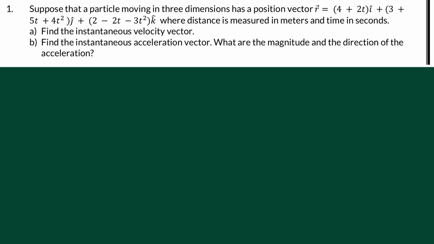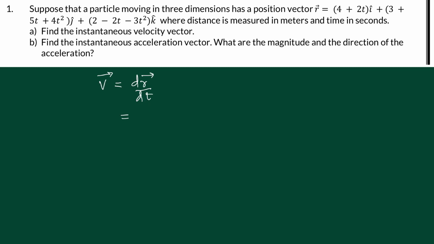First question, a particle is moving in 3 dimensions. Its position vector is given, with x component, y component and z component, and this position vector is a function of time. First part, instantaneous velocity. So you can directly use the formula for instantaneous velocity. You know, velocity is equal to dr by dt. You have a basic idea of derivative.